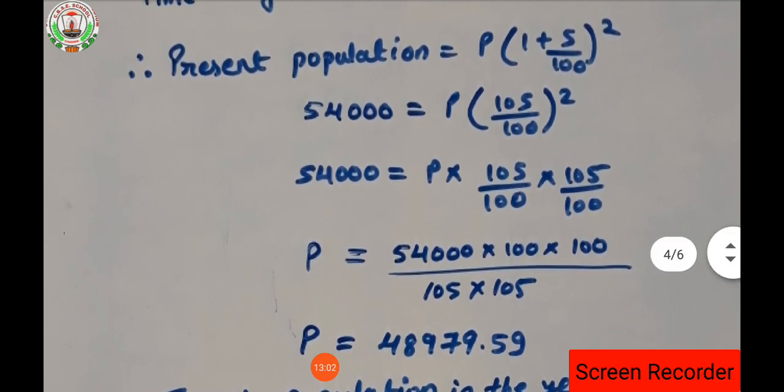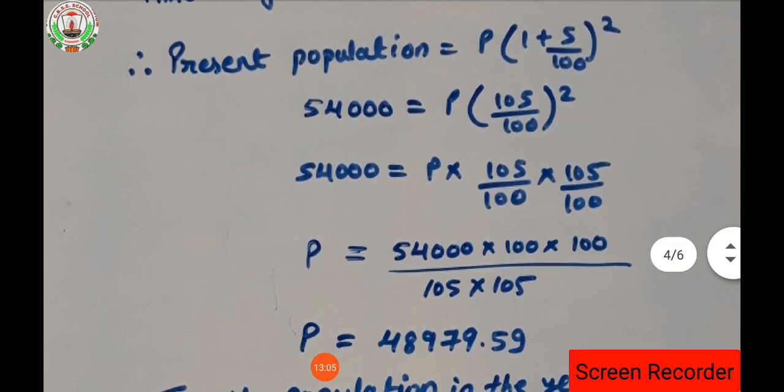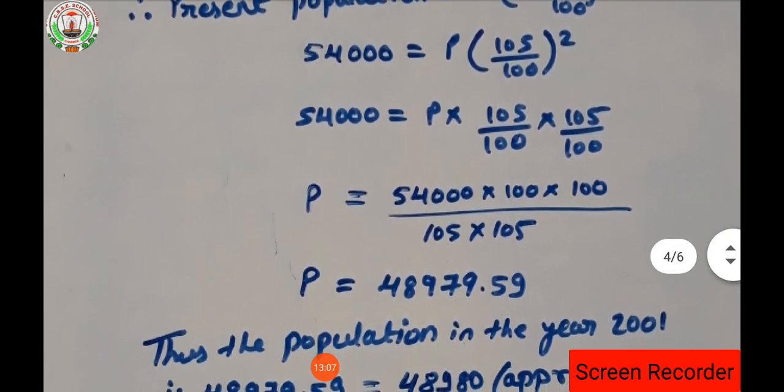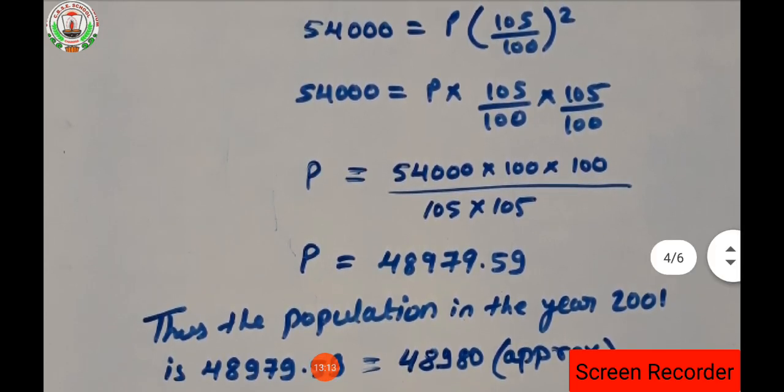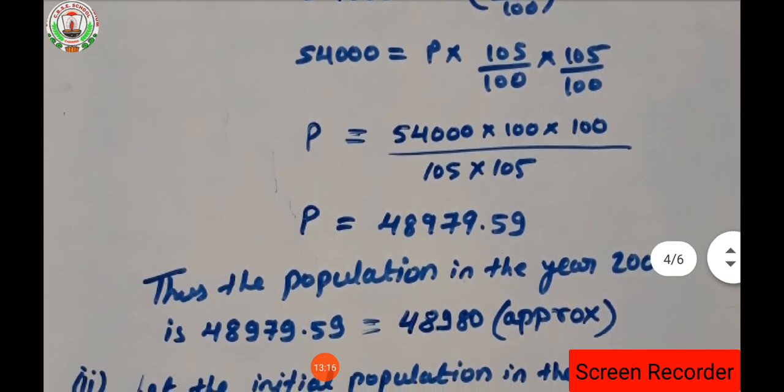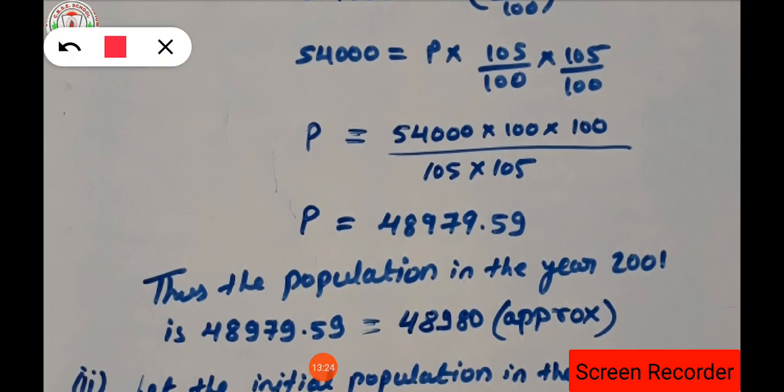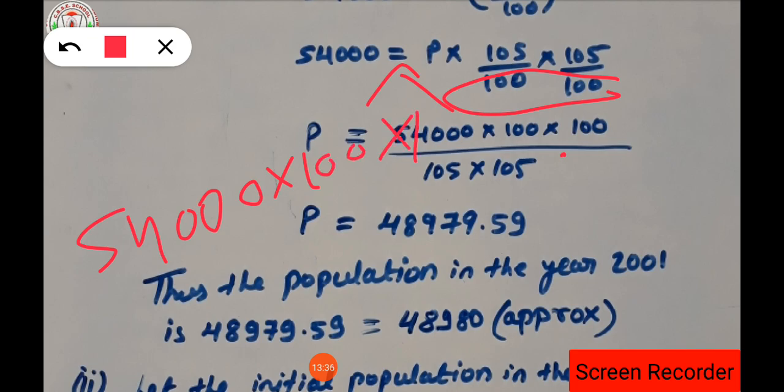Whole 105 upon 100 whole to the power 2, as 2 is the time. So 54,000 is equal to P into 105 upon 100 whole to the power 2. That means 105 upon 100 into 105 upon 100 is being done. Now what are we going to do here? We have to cross multiply. This 100 and 100 will be multiplied with 54,000. So 54,000 into 100 into 100 is equal to P into 105 into 105.